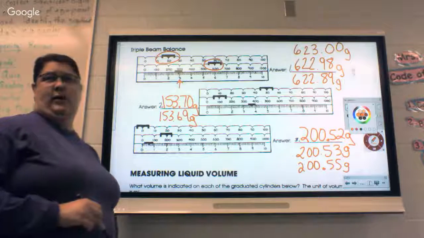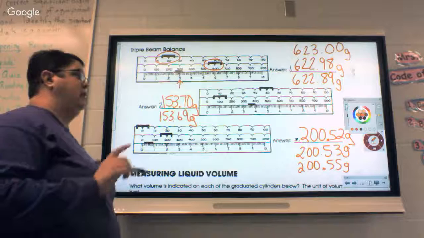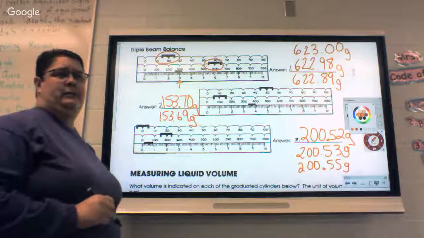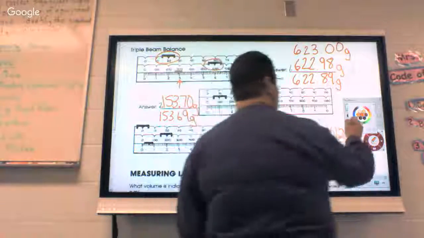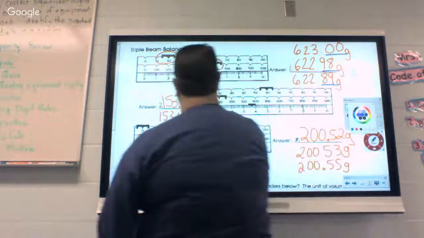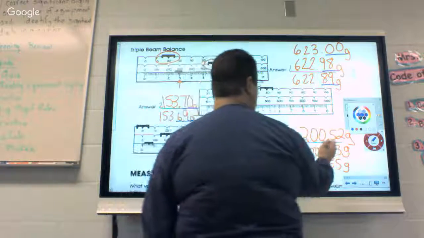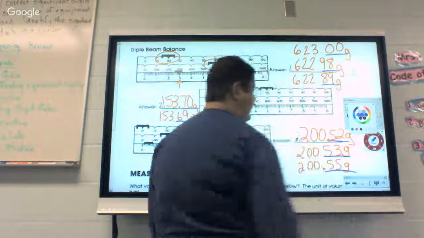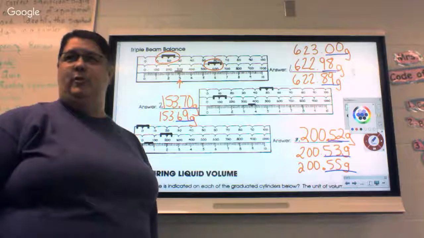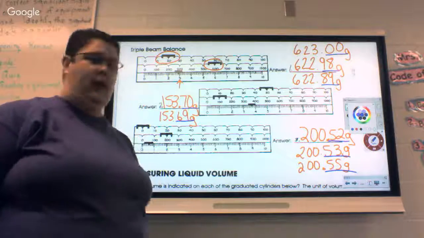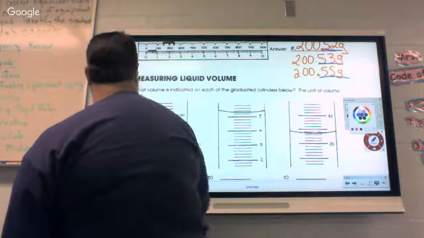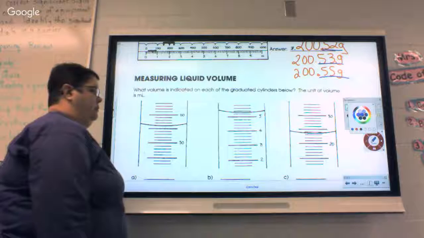Okay, are we okay with how to read the scale? Now, tell me this. What do you notice about the number of places behind the decimal in a mass? It has how many? That's 2. So when you read today or tomorrow on the triple beam balance, how many places should be behind the decimal? Okay.